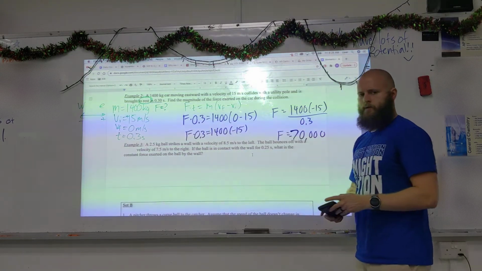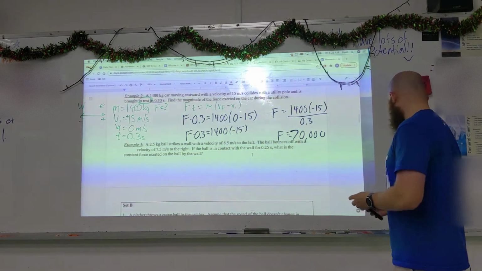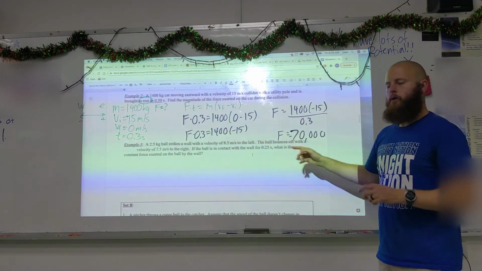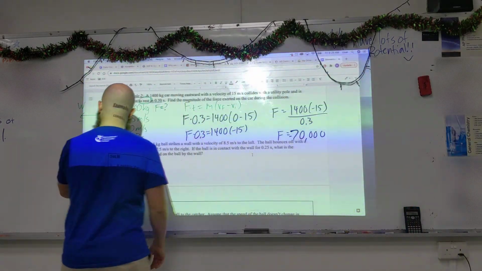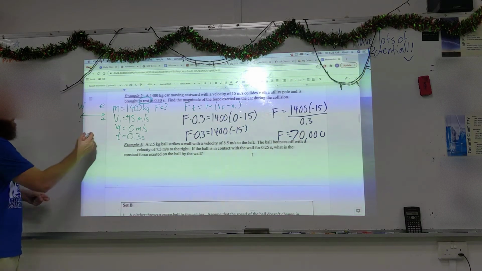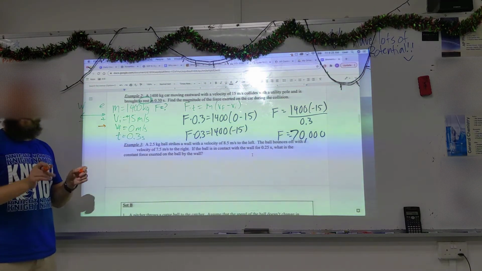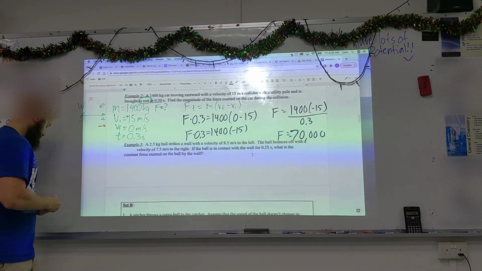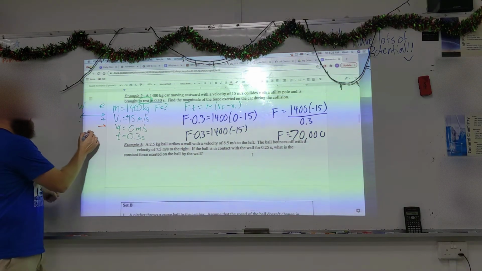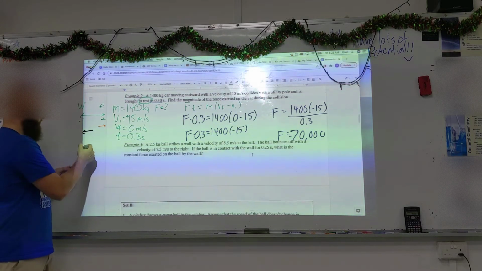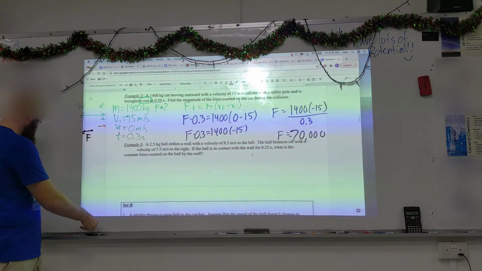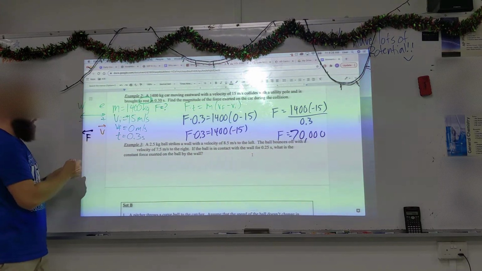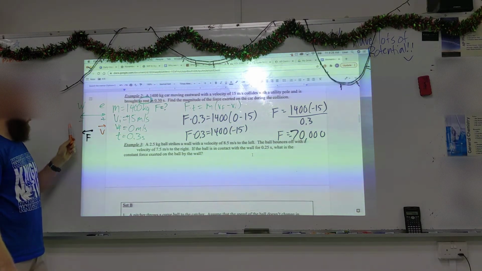Okay, so now we need to think. Does a negative make sense? Does that seem weird that we have a negative? Well, let's go back to our axes. The car is traveling initially in this direction. If I want to stop the car, which way do I need to exert force? That's right, I need a force backwards. So this is my force. This is my velocity, okay? So a negative force is this way.